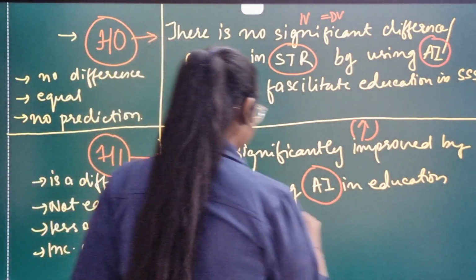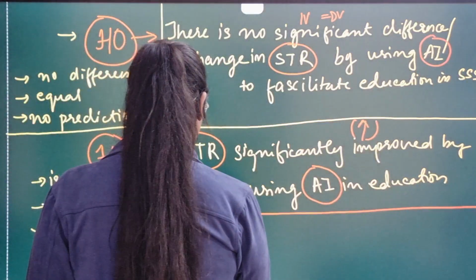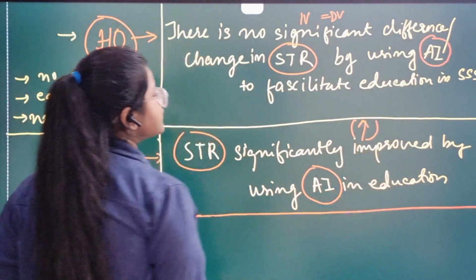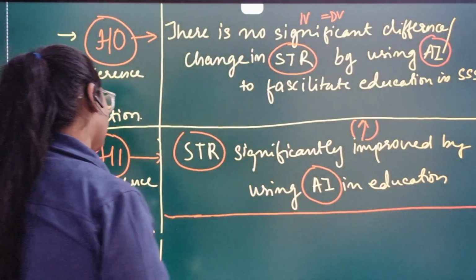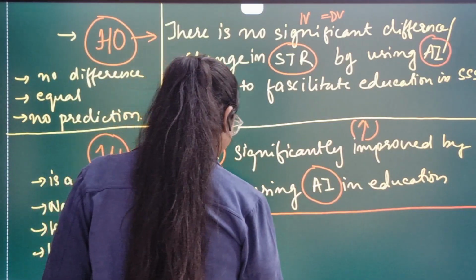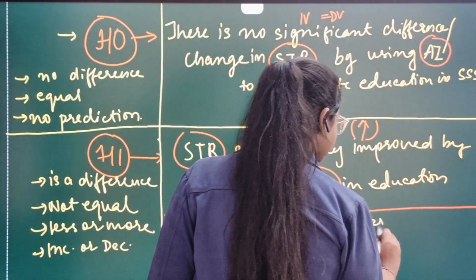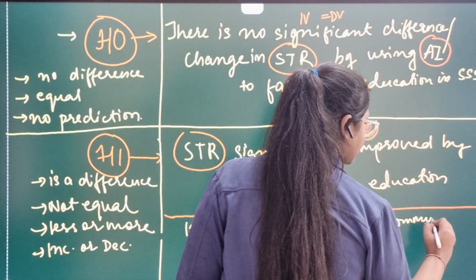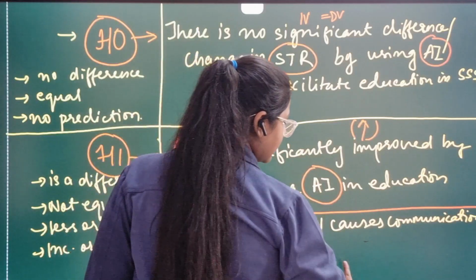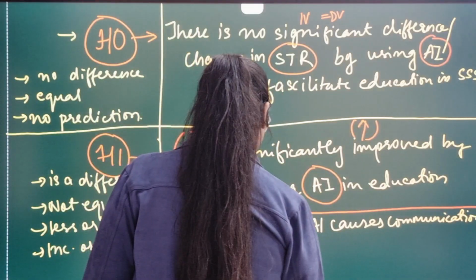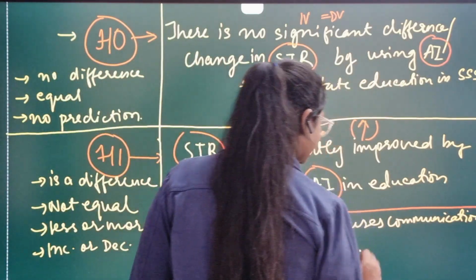Now let's create one more alternate hypothesis. What will the hypothesis be now? Let's show that there is no improvement. There is a decrease. So how can we show it? We can write: involvement of AI causes a communication gap between student and teacher.